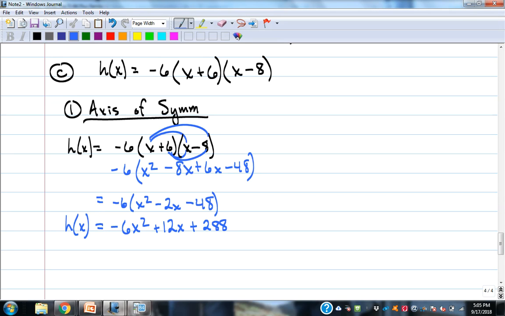You can do the same thing with things that are in vertex form if you want to. It's not the quickest way, but with intercept form there's really not a better way that's easily done. Now, -b over 2a. So -12 over 2 times -6. It'd be negative 12 divided by negative 12, which is 1. x equals 1. So our axis of symmetry is at x equals 1.